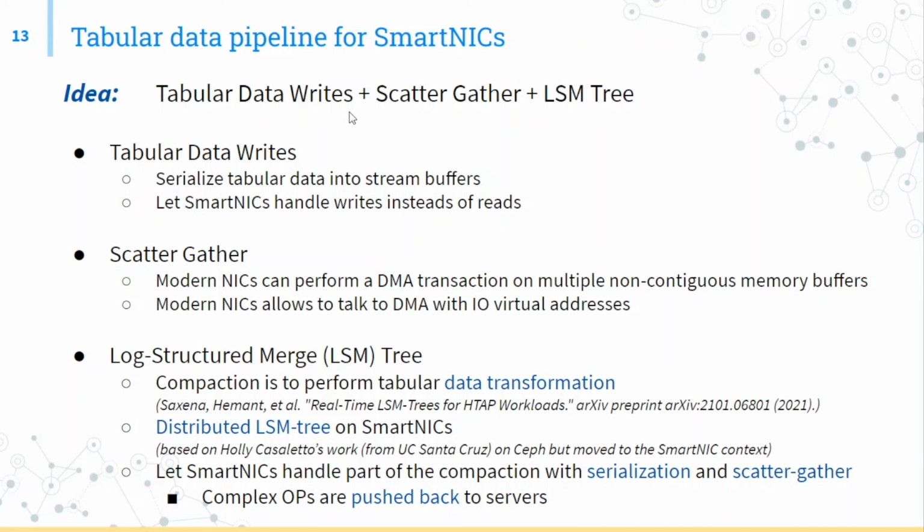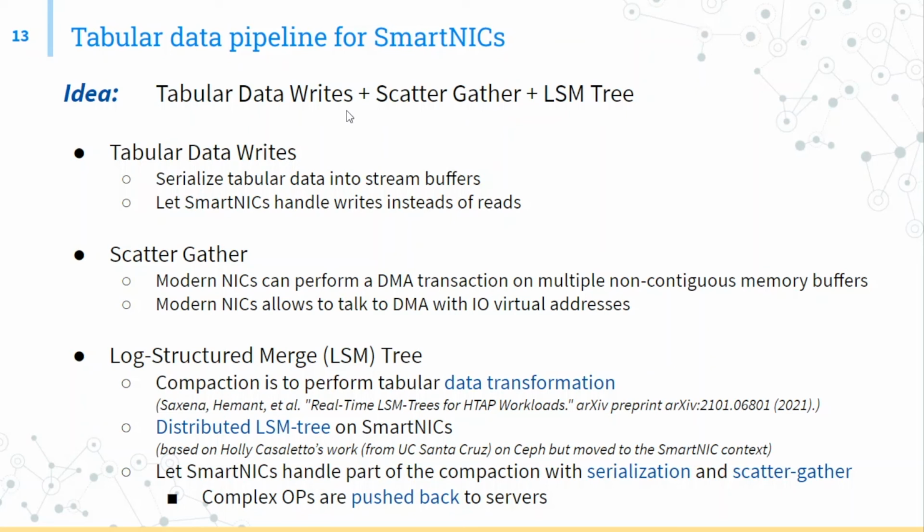The scatter-gather capability has been widely supported in modern NICs to allow simultaneously DMA multiple memory buffers to the NIC's memory with only one transaction. Some NICs, such as the Profile 2 DPU that we used in our experiments, even support talking to the DMA with I/O virtual addresses and let the I/O MMU handle the address translation.